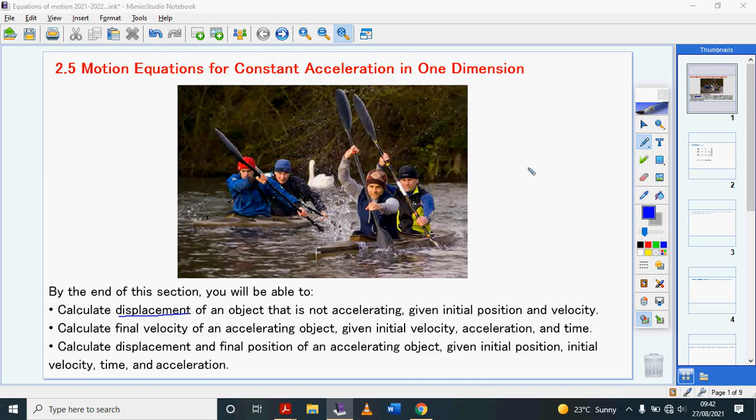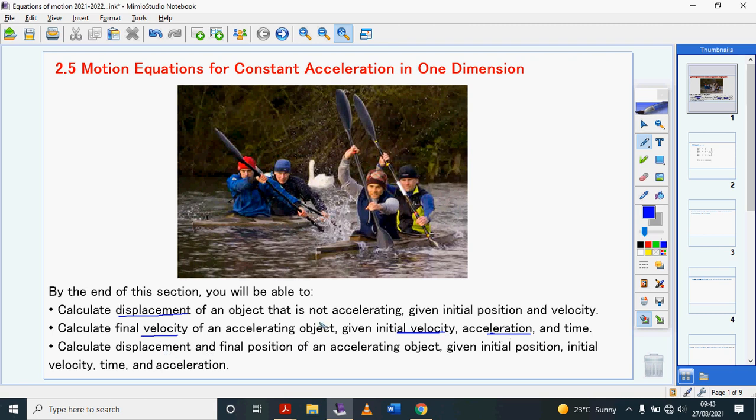Today we'll talk about motion equations for constant acceleration. We've looked at some ways of analyzing or describing motion at this point, and the biggest one is just graphs. Today I want us to find a set of equations that can help us calculate things like displacement, final velocity, initial velocity, and acceleration for an object at any specific instant.